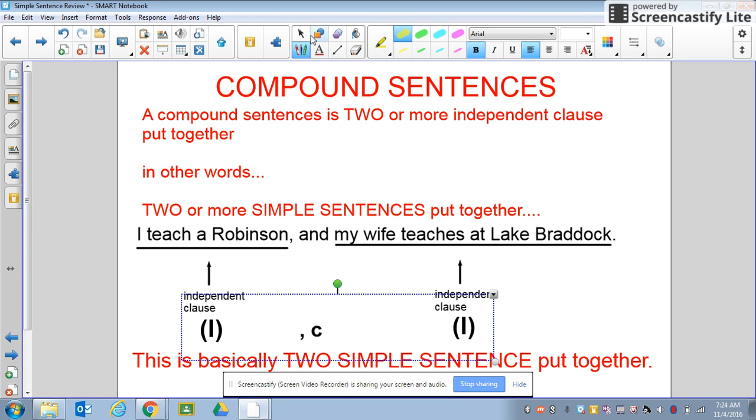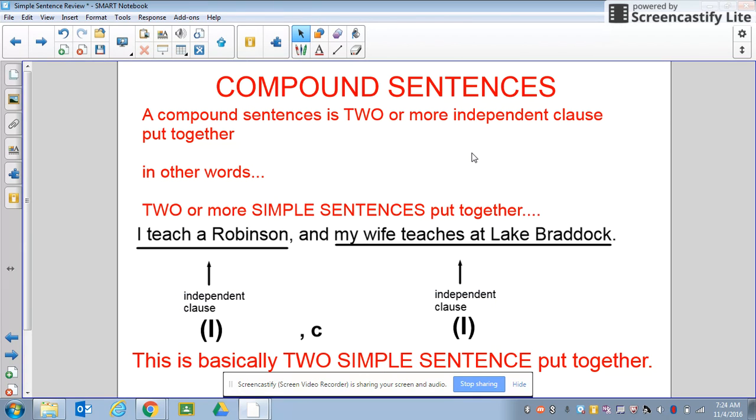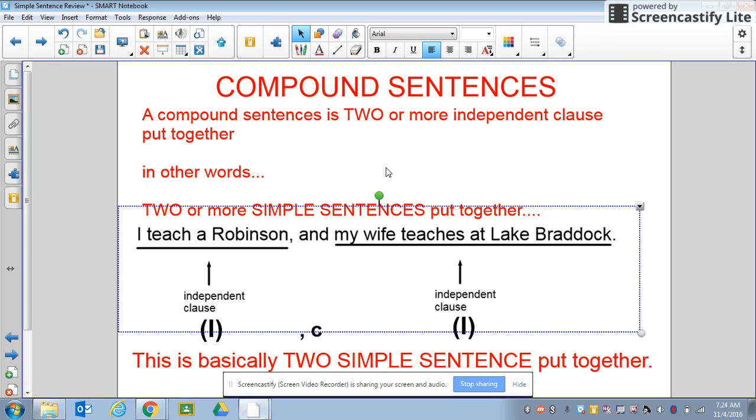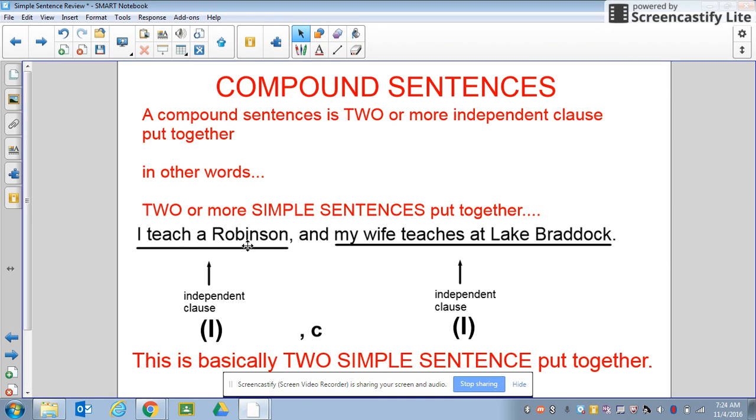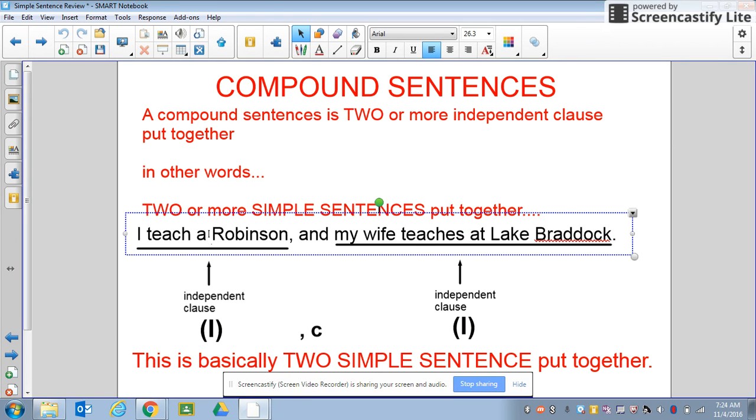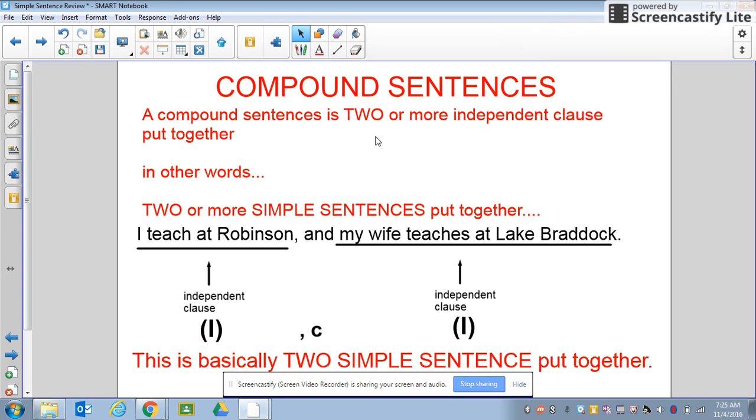And then compound sentences. If you understand simple sentences, compound sentences are a breeze. All they are is two simple sentences together. Look at that. So if I say I teach at Robinson, great grammar, Calamito. If I say I teach at Robinson and my wife teaches at Lake Braddock, I teach at Robinson is one simple sentence. My wife teaches at Lake Braddock is another simple sentence, which are called independent clauses, right?